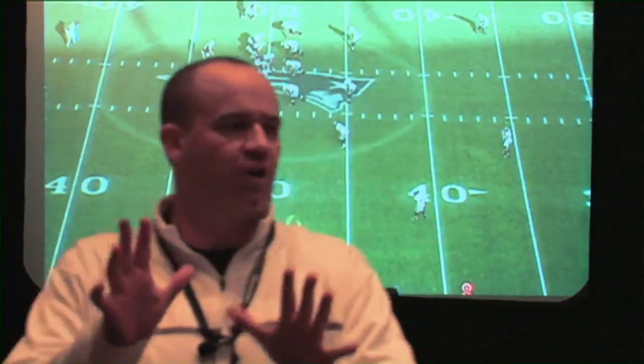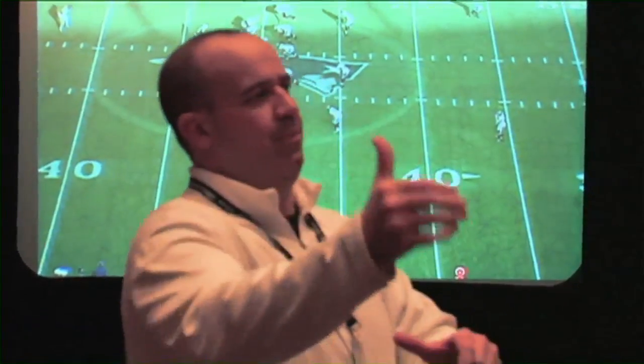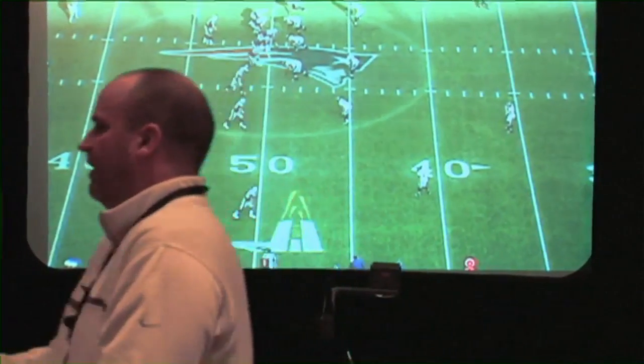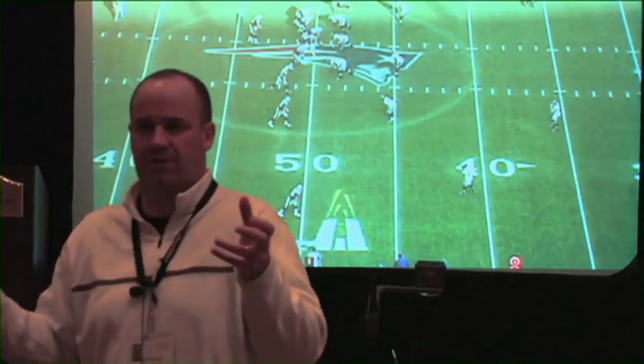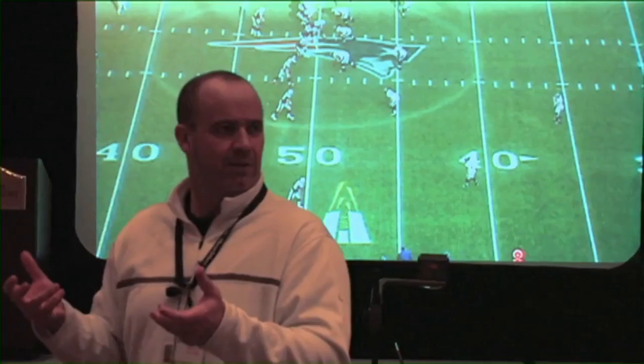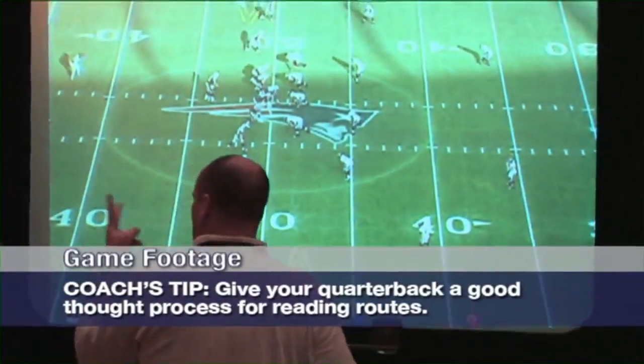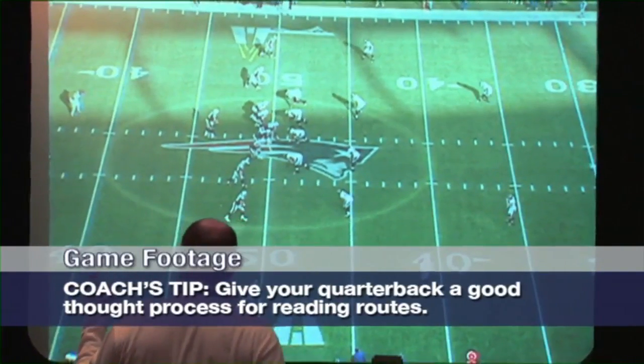One of the things I learned from Charlie was, these guys need to be able to play fast. So you can't, when you're talking about a quarterback read, give the kid 9,000 ways to read a route. You're talking about paralyzing a kid. That's ridiculous. So you've got to give him a good thought process.